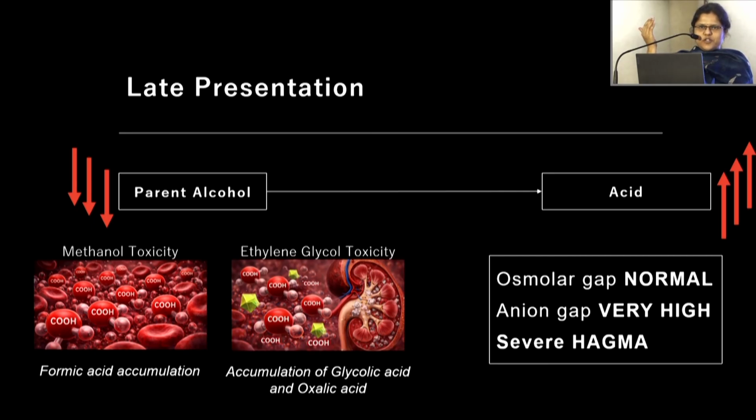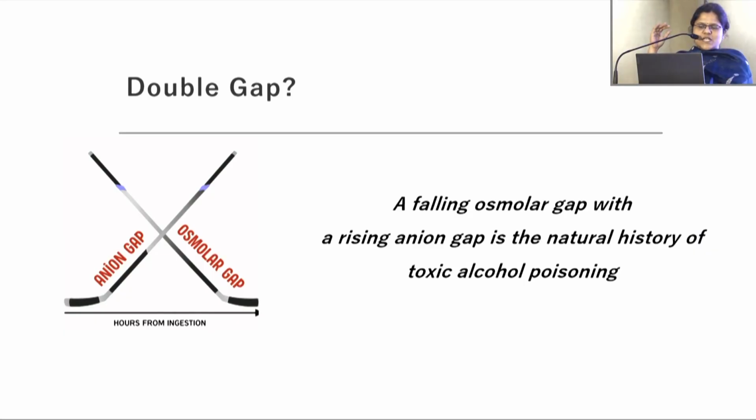There is accumulation of either formic acid in case of methanol toxicity, or glycolic acid and oxalic acid in case of ethylene glycol toxicity, and you are going to have a very high anion gap with a severe high anion gap metabolic acidosis. So can you exclude toxic alcohol with a normal anion gap? If you are seeing an ABG with a normal anion gap, can you tell that the patient didn't have a toxic alcohol? No. Can you exclude a toxic alcohol ingestion by means of a normal osmolar gap? No. So it is highly dependent on when the patient is presenting to you. So a falling osmolar gap with a rising anion gap is the natural history of a toxic alcohol poisoning.